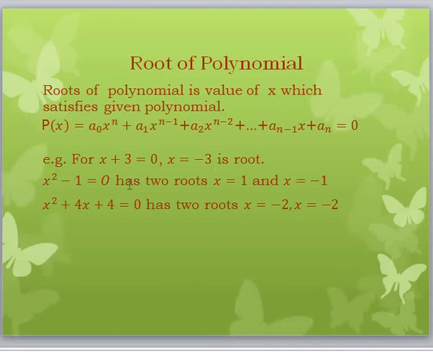x square minus 1 equal to 0 has two roots, x equal to 1 and x equal to minus 1, because both x equal to 1 and x equal to minus 1 satisfy the equation x square minus 1 equal to 0. The next example is x square plus 4x plus 4 equal to 0, which has two roots, x equal to minus 2 and x equal to minus 2. These roots also satisfy this equation.